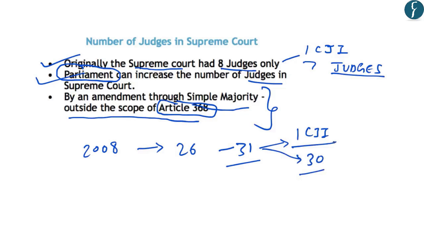And presently there are 4 vacancies that are lying in this full strength of the Supreme Court. And that is why the collegium has recommended that the government should appoint 4 more judges. However, the government has returned the names of 2 judges. And on this return of the names of judges by the government, the collegium has once again said that the government is bound by the recommendations of the collegium.